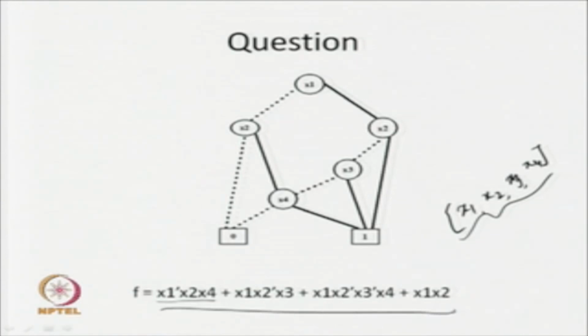So, this is the OBDD representation of this particular given function, and you can check that none of the reduction rules can be applied over here. So, you can say that this is the ROBDD of this particular given function.